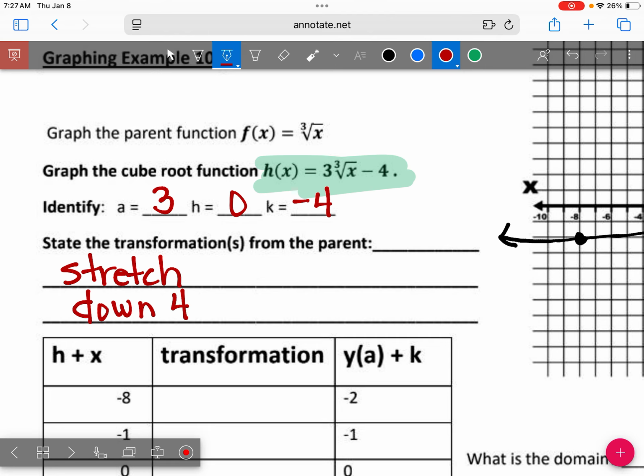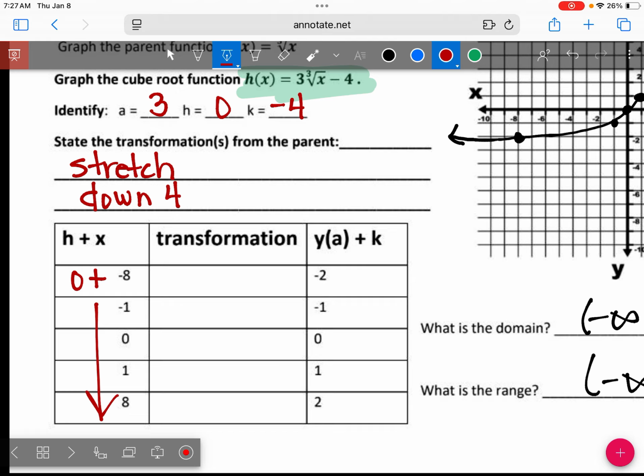All right, so let's do it. So nothing, we're adding 0 to x, so that doesn't change. So these numbers are going to stay the same. But we're going to take our y value and multiply them by 3 and then add negative 4. All right, so go ahead and do that. Take a minute to get your new y values. So you're going to take -2 times +3 plus -4. Then -1 times +3 plus -4. So take a minute and get all of your new y values.